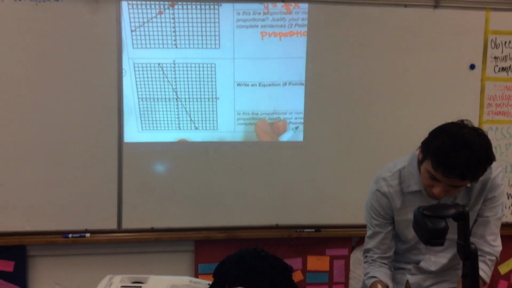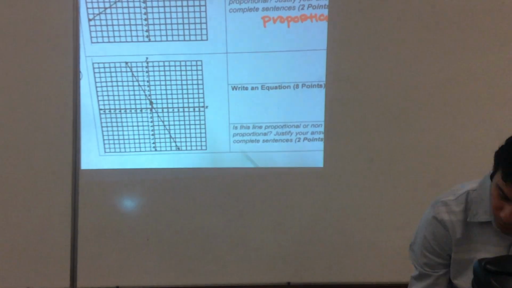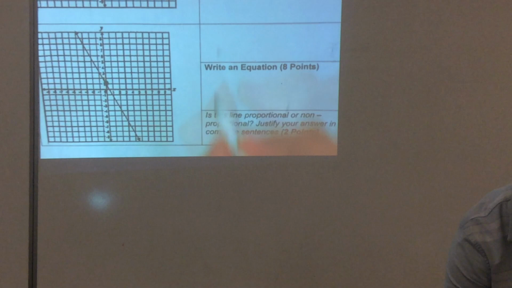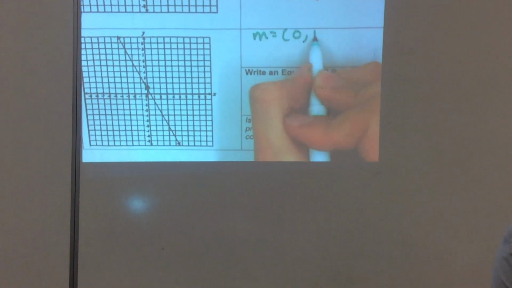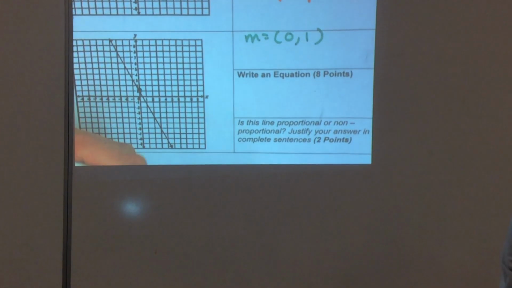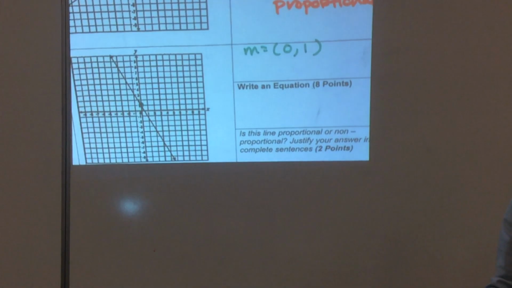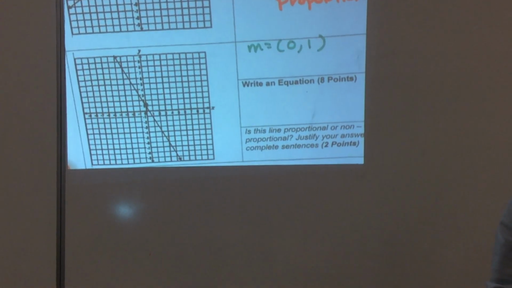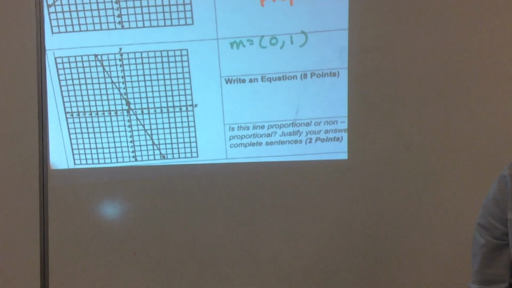Pick a corner point. Your big B is always your corner point. So 0, 1. Okay? So M is 0, 1. Let's pick another corner point. Should I be adventurous this time or no? What do you want? Nah. No? Okay.